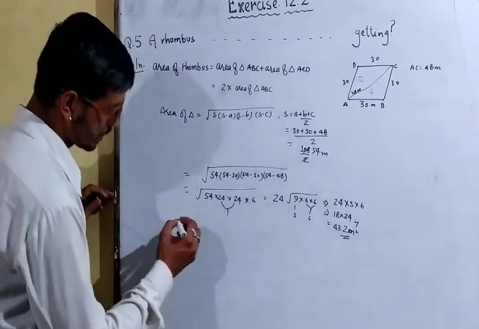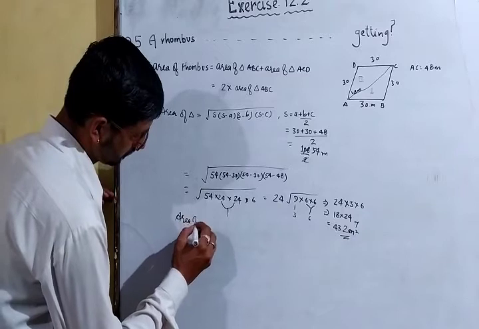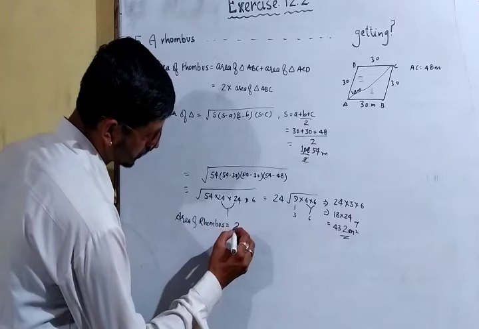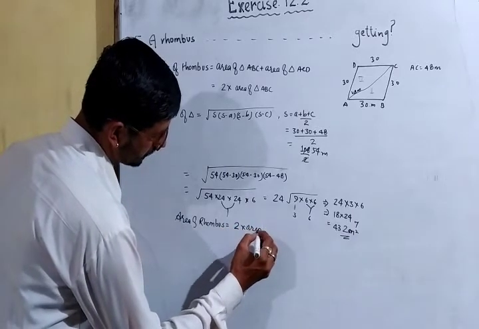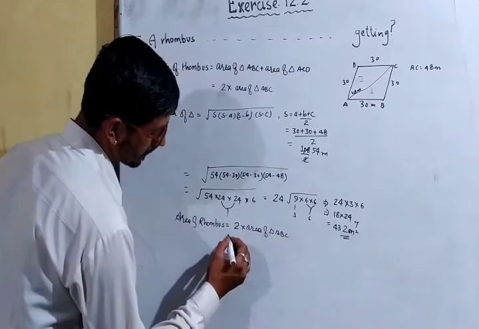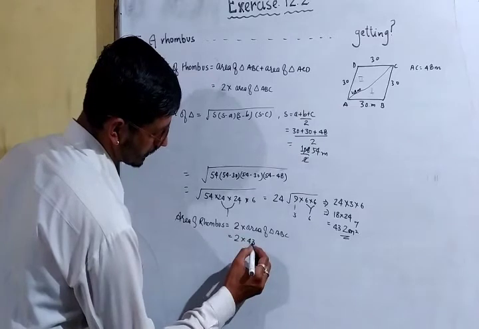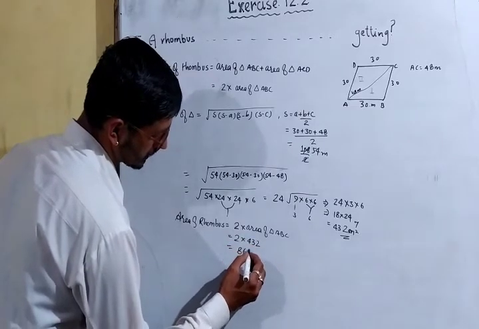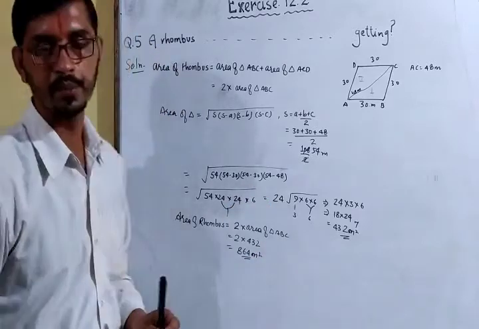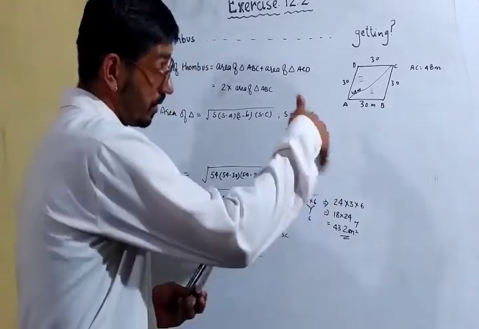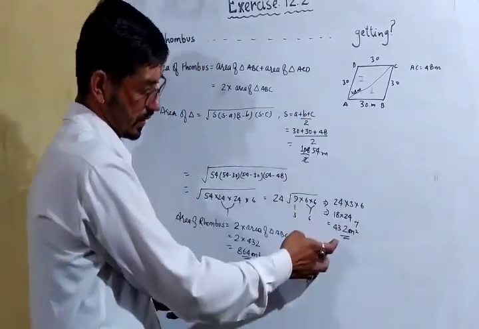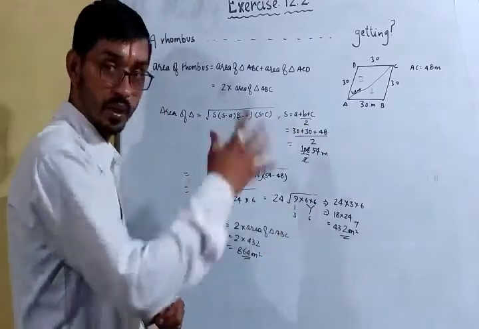So area of rhombus is equal to 2 into area of triangle ABC. 2 into 432, 864 meter square. So this is the area of the rhombus. Okay, this is the area of one triangle. This is the area of whole of the rhombus.